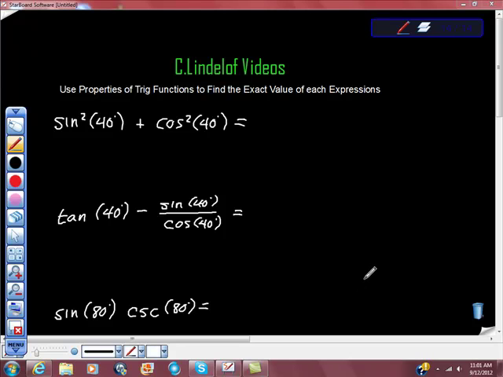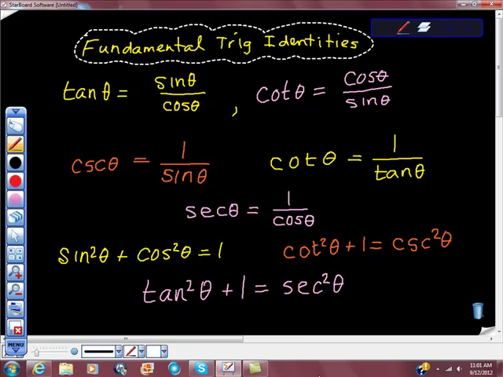Okay, in this video we're going to use properties of trigonometric functions to find the exact value of each expression. Before we do that, I wonder if I could talk you into taking a second to pause the video, to copy these fundamental identities, and put them on a flashcard, because this is the key to you being successful. If you're in your trig class and you're totally lost, probably the reason is that you haven't memorized these identities. So it'd be a good idea to have these things written down.